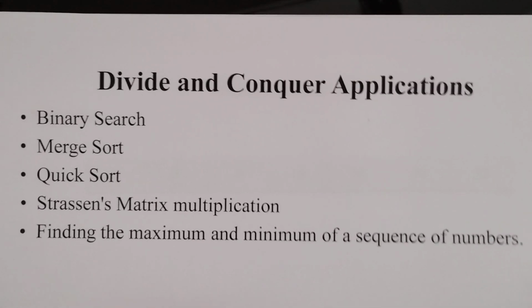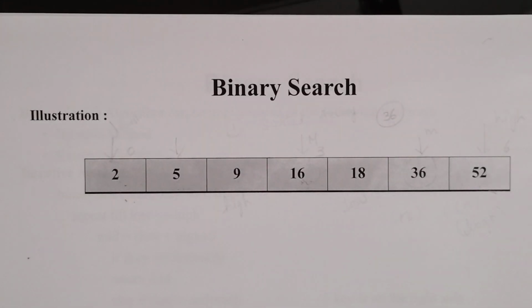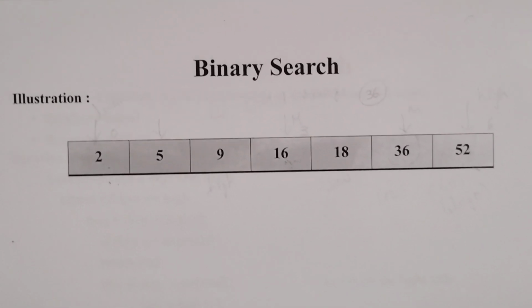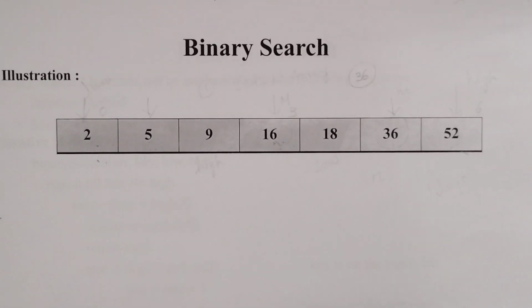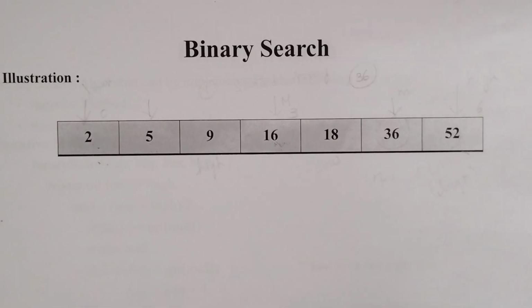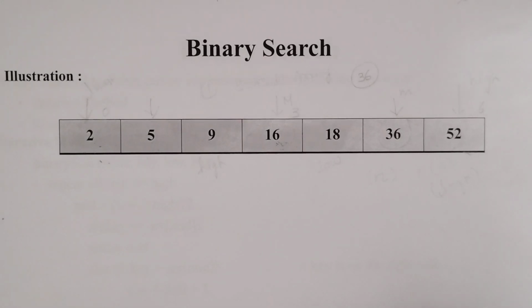So coming to binary search, first we'll see what a binary search is. Binary search is basically a searching technique where you search for some element in an array. You are given an array, and if I want to search for any element in it, then I have to find the position of that element. That will be done with the help of binary search.